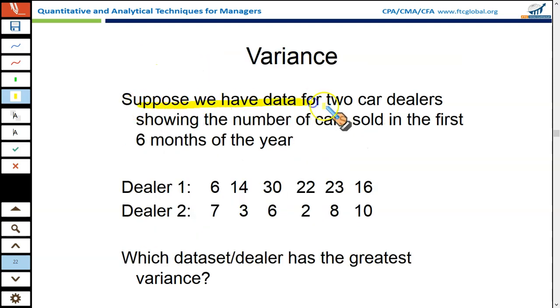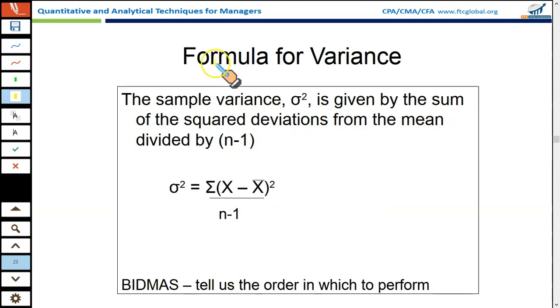Suppose we have data for 2 car dealers showing the number of cars sold in the first 6 months of the year. Dealer 1 sold 6 cars in the first month, then 14, 30, 22, 23 and 16 in the first 6 months respectively. Dealer 2 sold these cars in each of the 6 months. So which data set, or which dealer, has the greatest variance? And this is the formula we are going to use to calculate the variances for both of these dealers, dealer 1 and dealer 2.